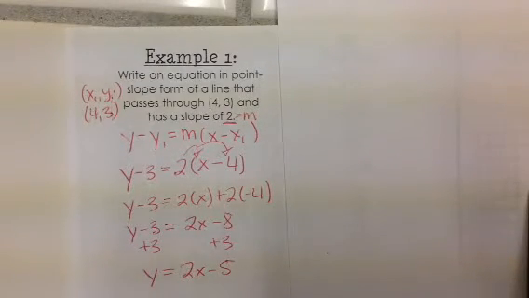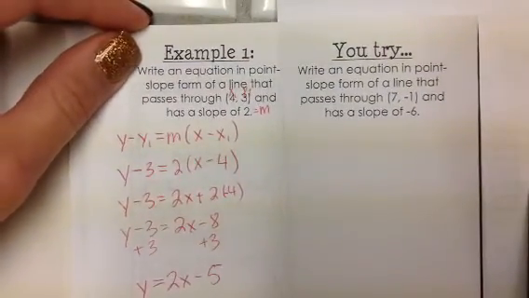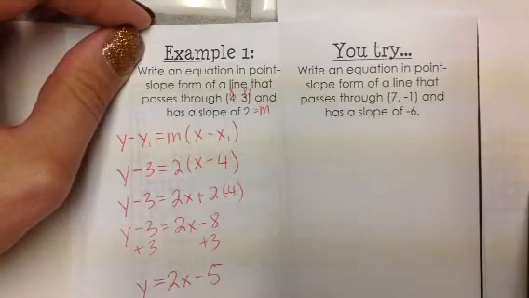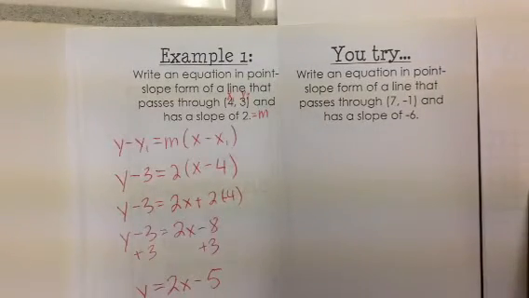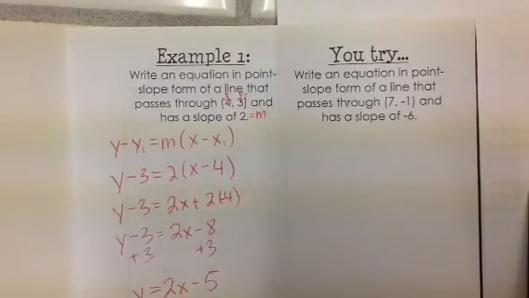Now I would like you to take a second and do the U-try. Write an equation in point slope form of a line that passes through (7, negative 1) and has a slope of negative 6. Please pause the video here and try it yourself before you look and see how I did it.